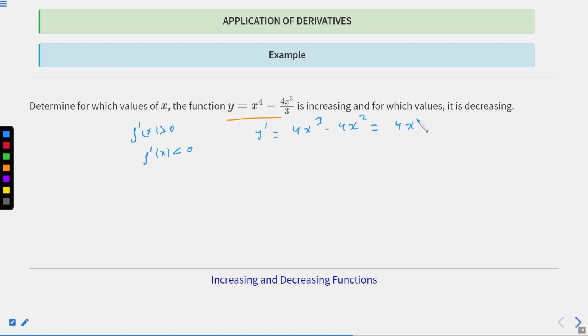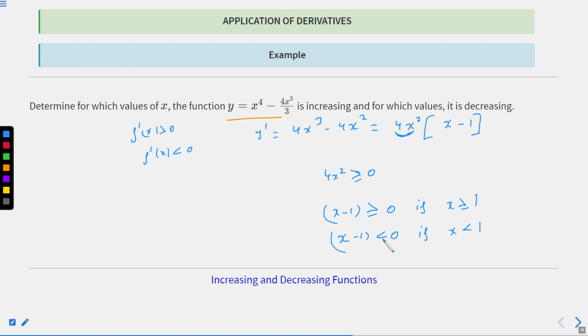Taking 4x square common, you can see what is happening. Now this thing is positive. You all know x square is always either equal to 0 or positive. Now what about the other factor? This will be non-negative if x is greater than or equal to 1, and it will give you negative if x is less than 1.